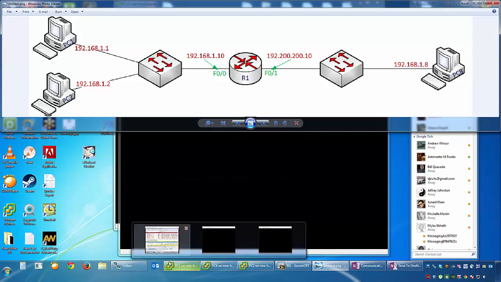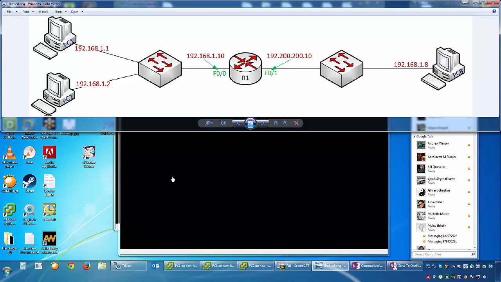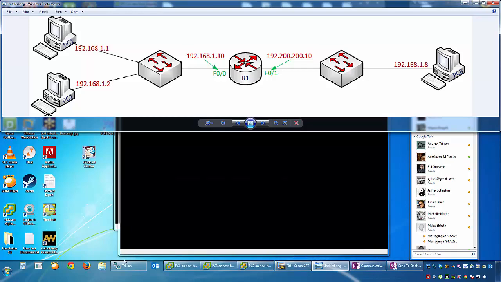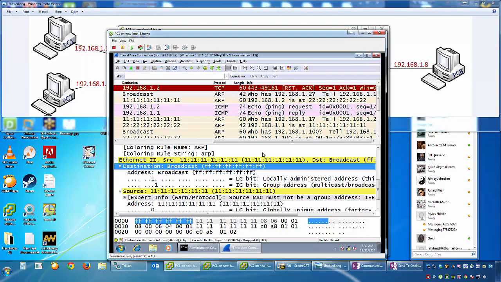So router 1's going to get it. He's going to open it up and say, well, you're asking about 192.168.1.2. So that's not me. I'm not worrying about it. This PC is going to open it up and say, oh, you're trying to find out who 192.168.1.2 is? Well, that's me. And then I'm going to send information back. I'm going to reply to your request. So let's find out the next information that happens with our Wireshark.